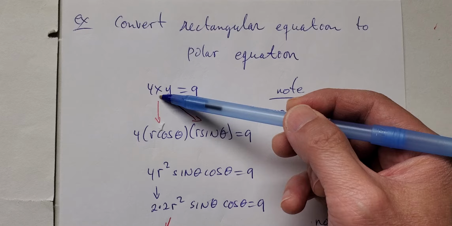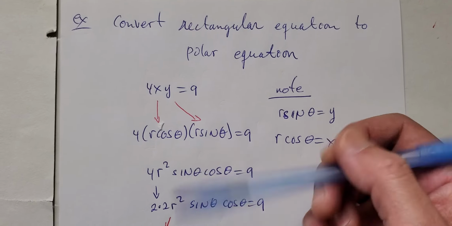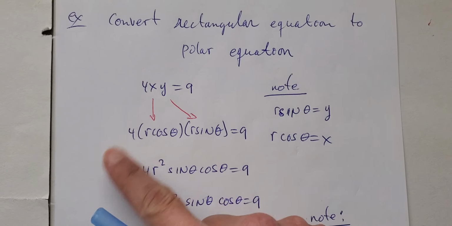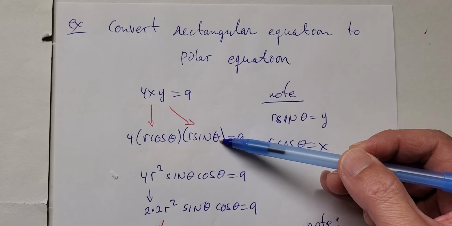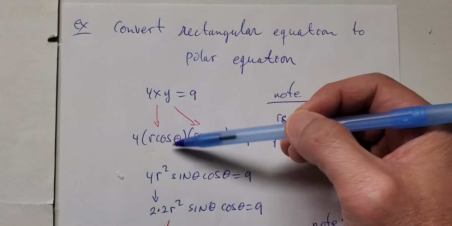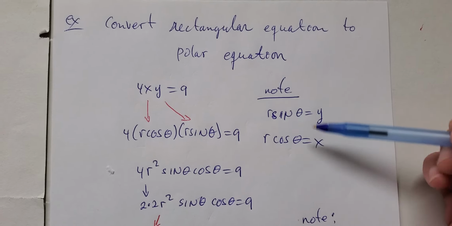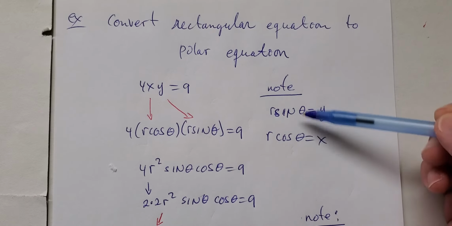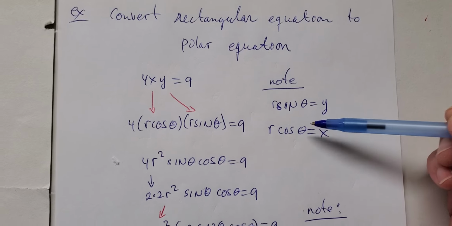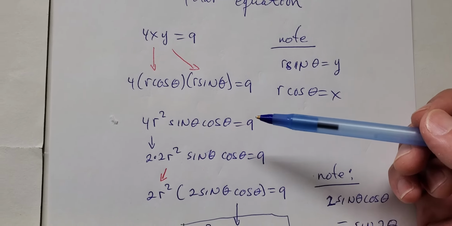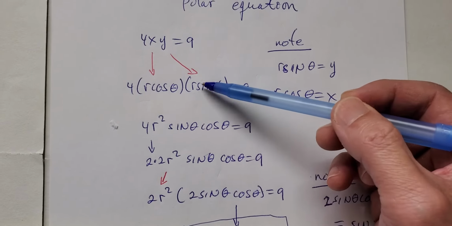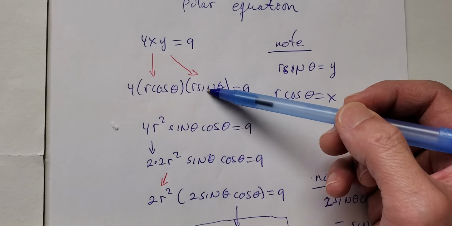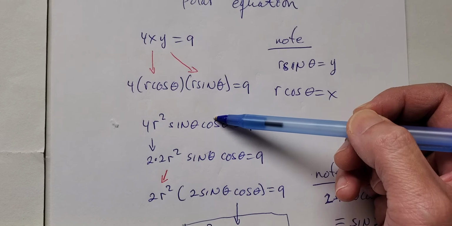So x is r cos theta, and y is r sine theta. Again, just replace them, and be very careful of the identities. Now all we need to do is multiply them across. So 4, r times r is r squared, and then put sine first and cos after.